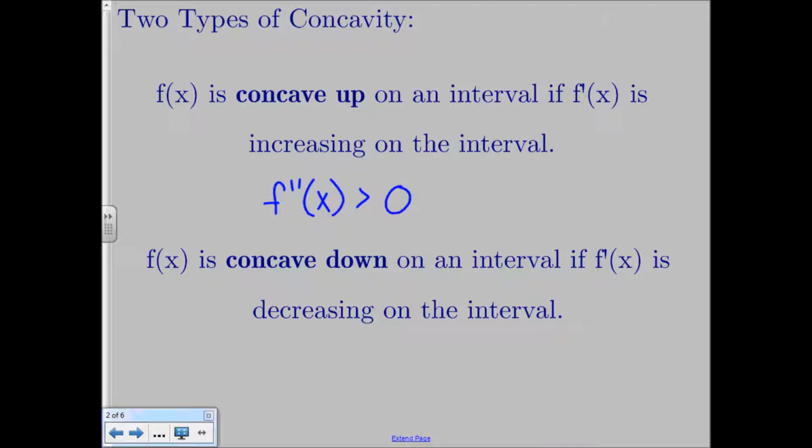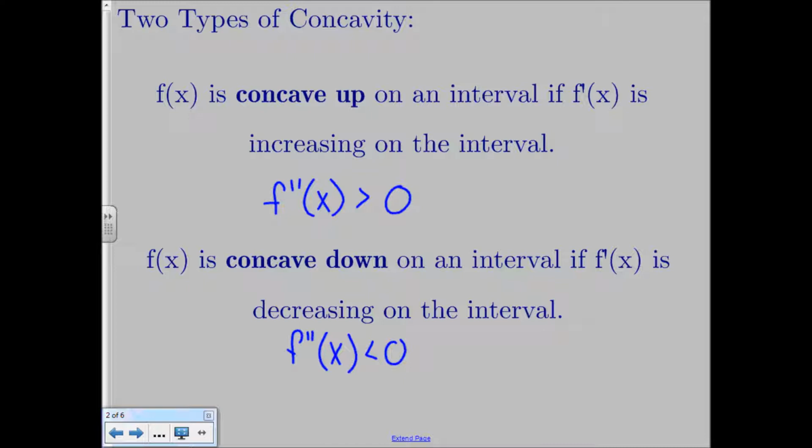And then it's the opposite for concave down. A function f of x is going to be concave down on an interval if its first derivative is decreasing on the interval, or in other words, if its second derivative is less than 0. So you might be saying, what does concavity look like? What are we really talking about?